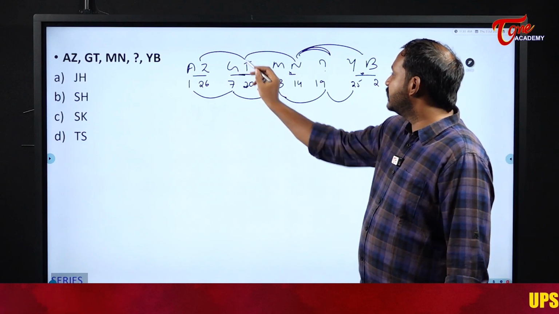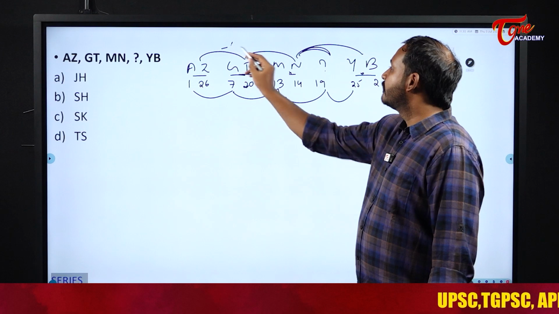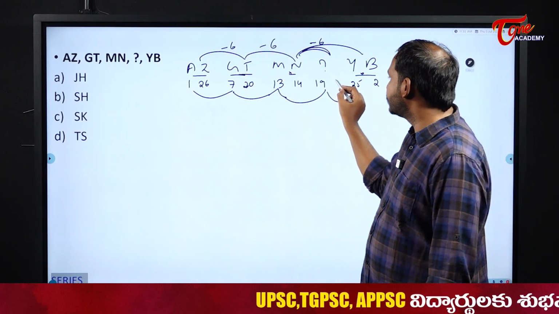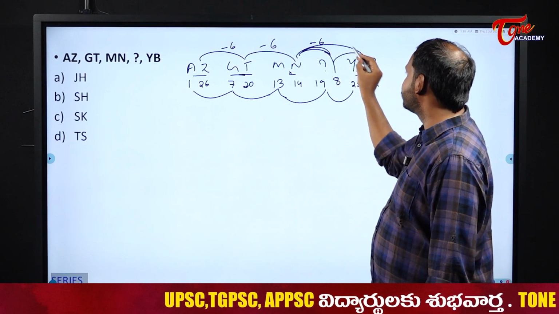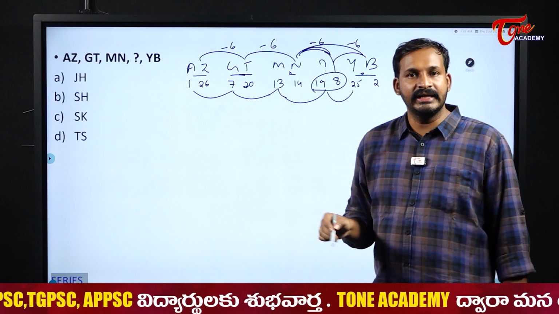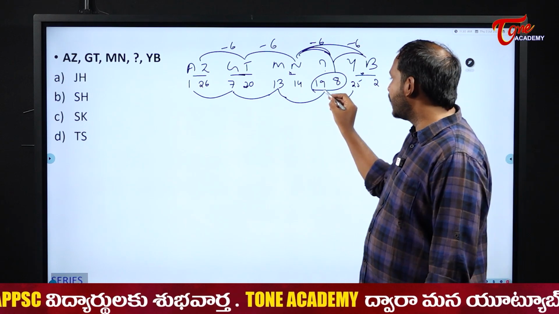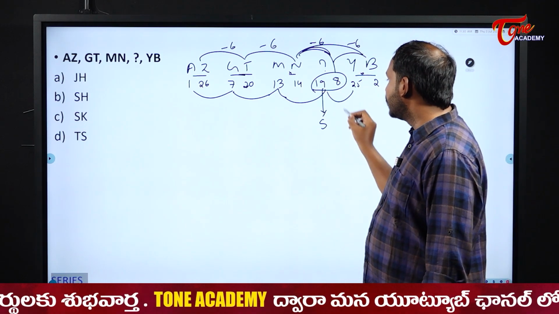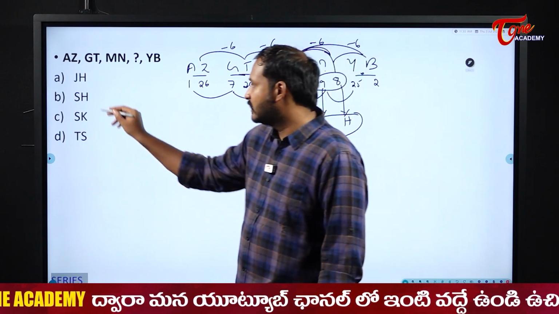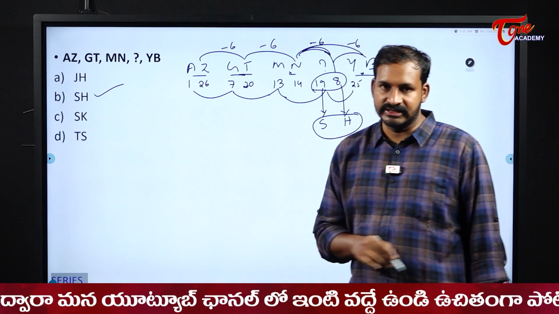Next one, see here, minus 6. 14 minus 6, what does it become? 8. Is it following the continuity? Yes, minus 6 is 2. Yes, so my answer will become what? 19 and 8. 19th alphabet is S for me, 8th alphabet is H. So our answer here becomes SH. Our answer here becomes SH.